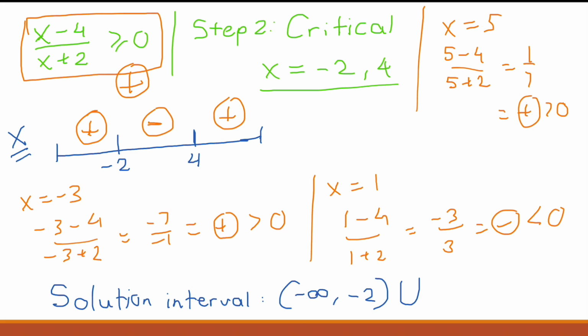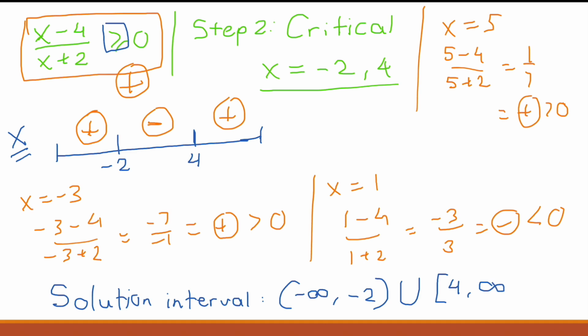And if I put 4, I have 0 upon 6, which is 0. And if you notice carefully, we have a greater than and equal to as well. In some tests, you might not have the equal to sign. In some, you may have it. When you have it, you have to keep the square bracket, meaning that you also include 4 in your solution while moving to positive infinity.